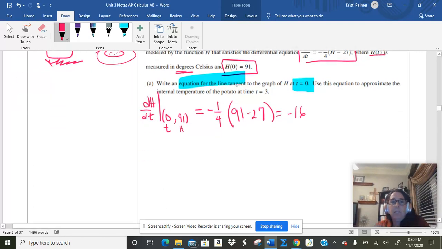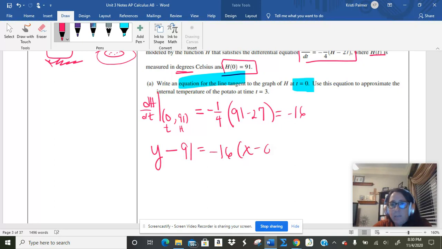So now let's see if we can write our tangent line. So y minus 91 equals negative 16 times x minus 0. And it's okay if you use x's and y's instead of t's and h's because you're getting a tangent line. You're not doing the whole function thing. So this one's easy to simplify. I'm going to go ahead and do that. So there's my equation of my tangent line.